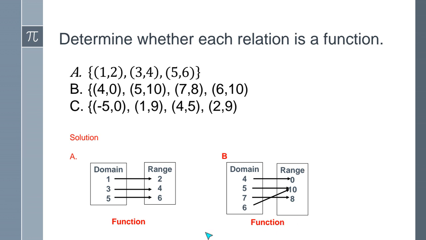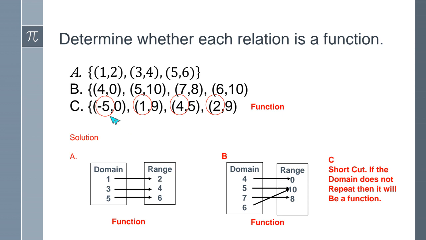Now, sometimes you don't want to be drawing these pictures over and over. You can if you want to, but there is a little shortcut that you can do to go a little bit quicker. So here, the shortcut is, if the domain does not repeat, then it's going to be a function. So for letter C, I'm going to circle my numbers in the domain, and I'm going to ask myself, does the -5, the 1, the 4, or the 2 repeat? And they don't. So that's going to make it a function.